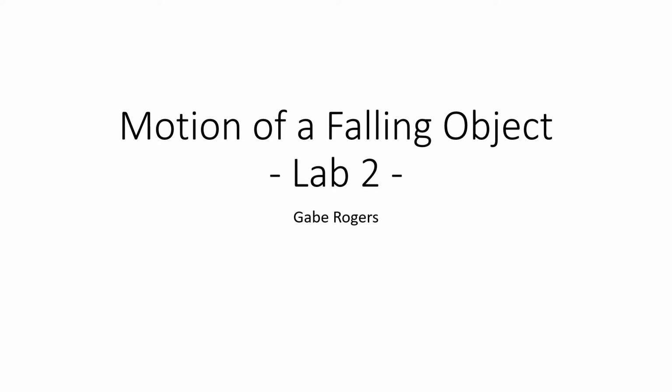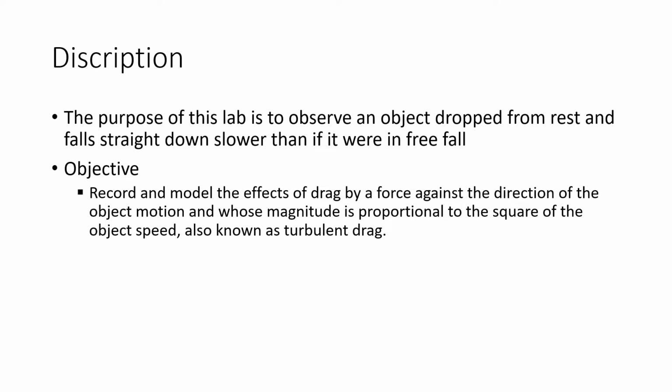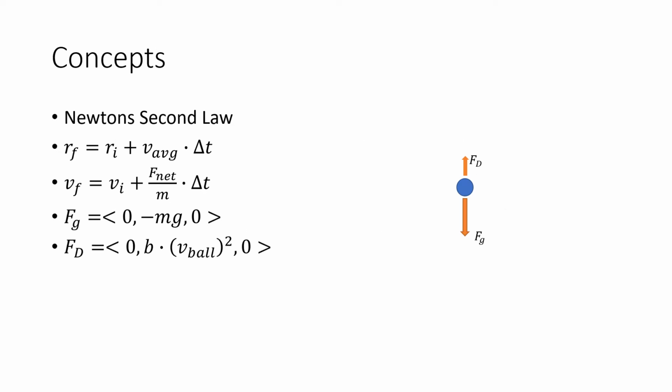I'm doing Motion of a Falling Object, Lab 2. The purpose of this lab is to observe an object dropped from rest that falls straight down slower than if it were in free fall. Our objective is to record and model the effects of drag, a force against the direction of motion whose magnitude is proportional to the square of the object's speed. So we will be using turbulent drag for this lab.